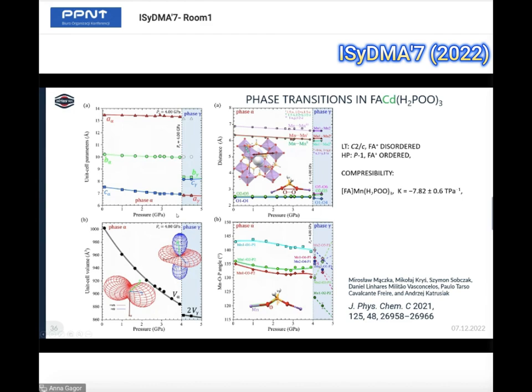Usually they have a phase transition under a much lower pressure, but the volume changes much, and without phase transition it's reduced by almost more than 15% from the initial one, at 4 gigapascal.